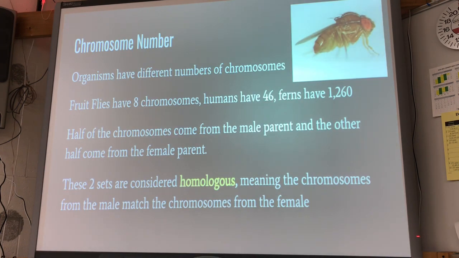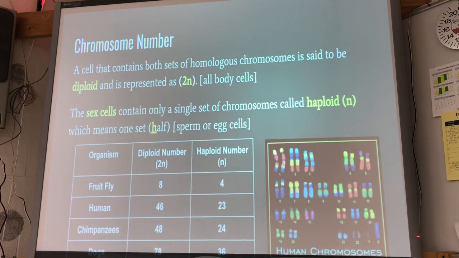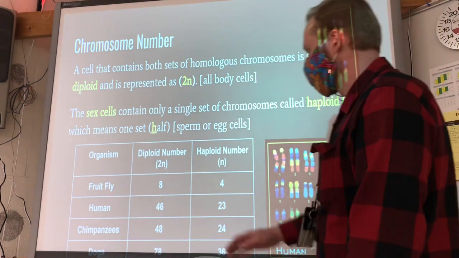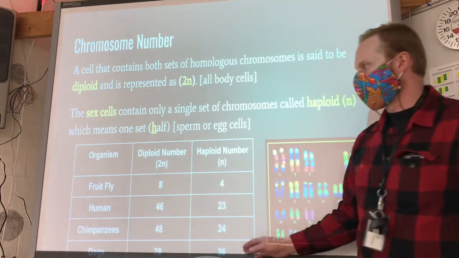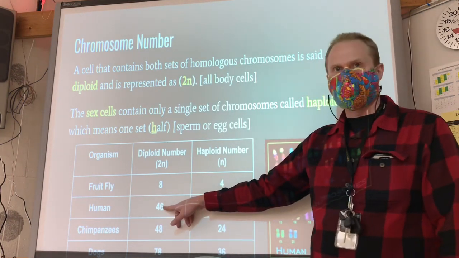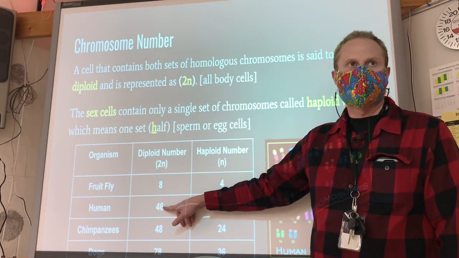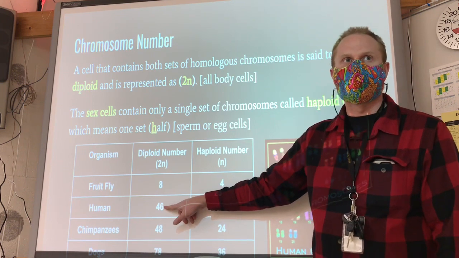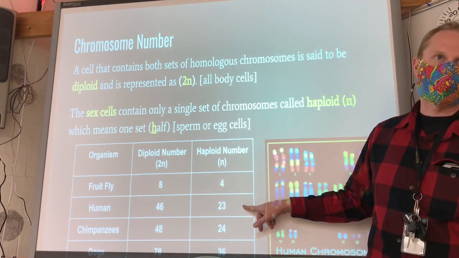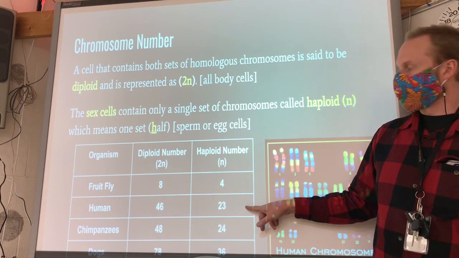So we talk about chromosome numbers a lot. We talk about us having 46 chromosomes. We talk about diploid numbers and we talk about haploid numbers. Our diploid number is 46. What's our haploid number? Well, haploid is half of that, so of 46, we have 23.